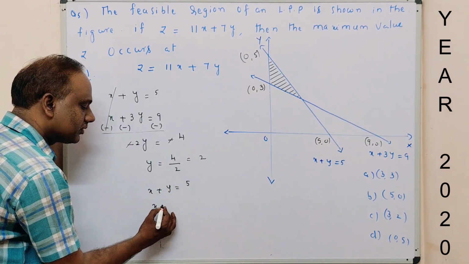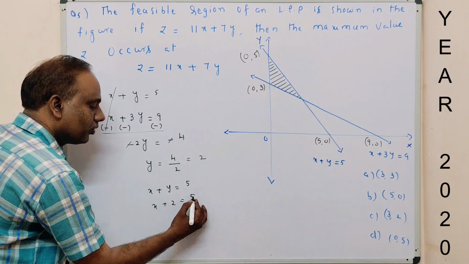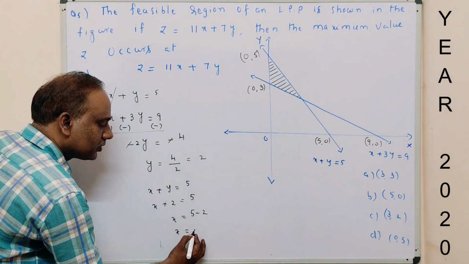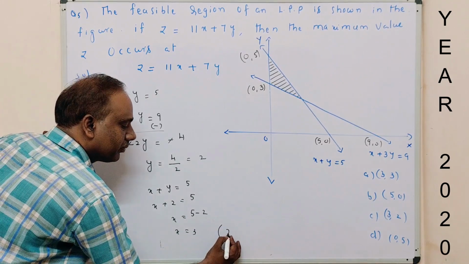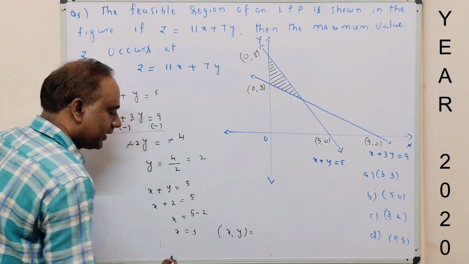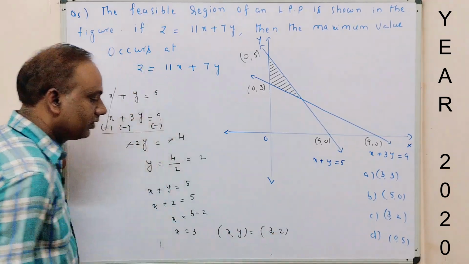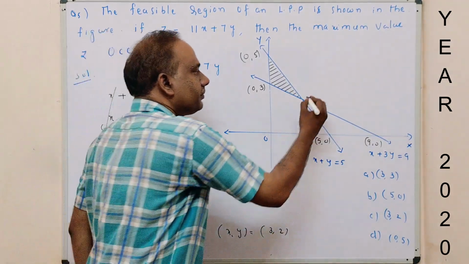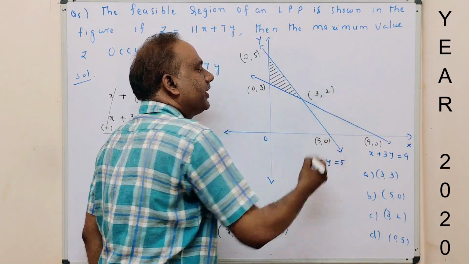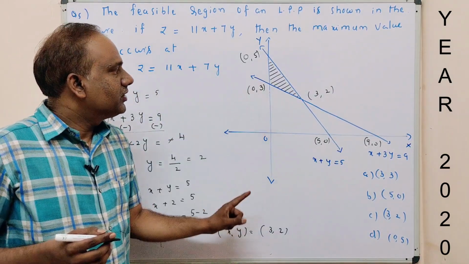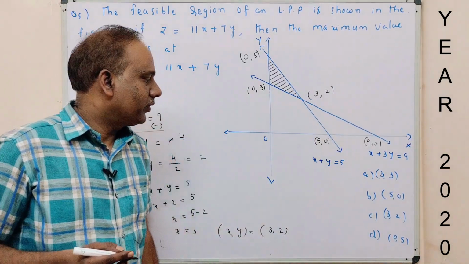Y value is 2, which is equal to 5. So x is equal to 5 minus 2, so x is equal to 3. That means the point x comma y is 3 comma 2. So this point is 3 comma 2. Now here the corner points are 0 comma 5, 0 comma 3 and 3 comma 2.